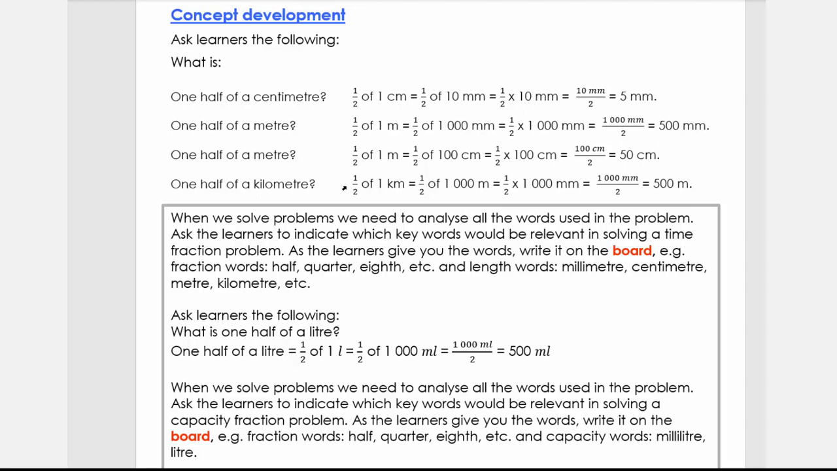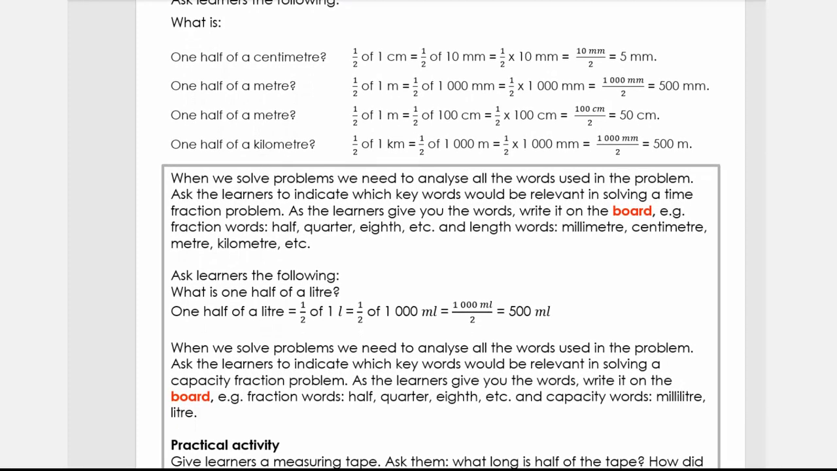Then we're going to do 1/2 of a kilometer. We're going to convert 1 kilometer into 1,000 meters. We're going to fill in the multiplication symbol. We multiply what we see as the top numbers. So we get 1,000 meters divided by 2, and that equals 500 meters. So I want you to pause here and go through this concept development. Then I just want you to pause and read through the block below.